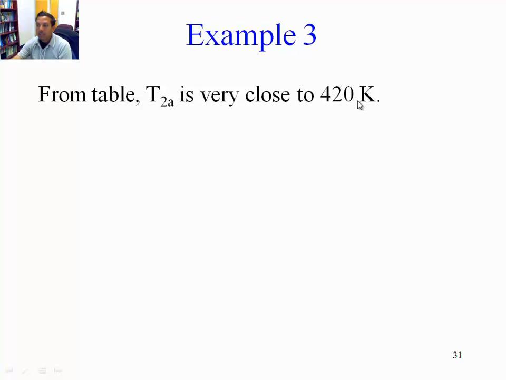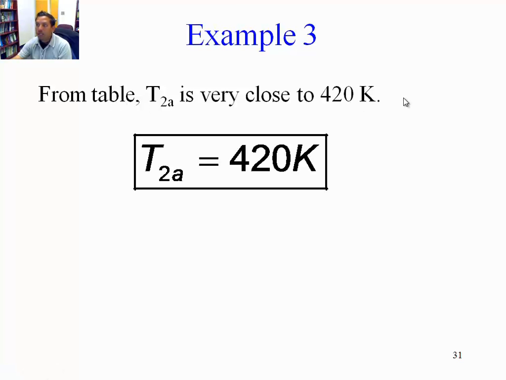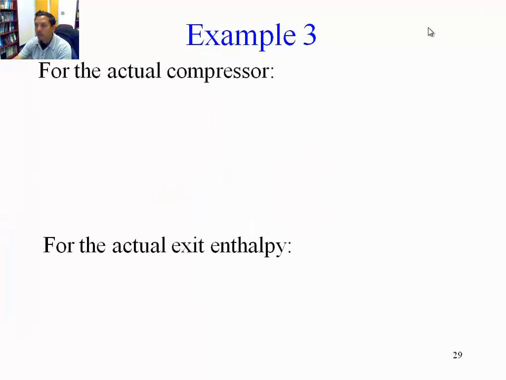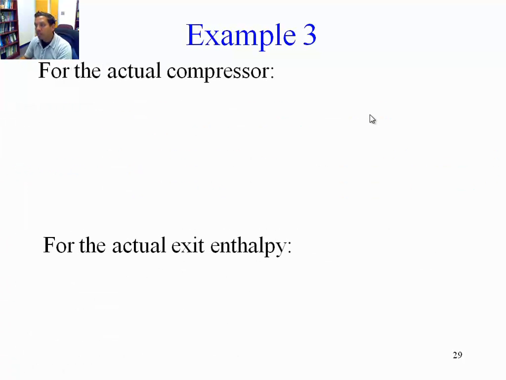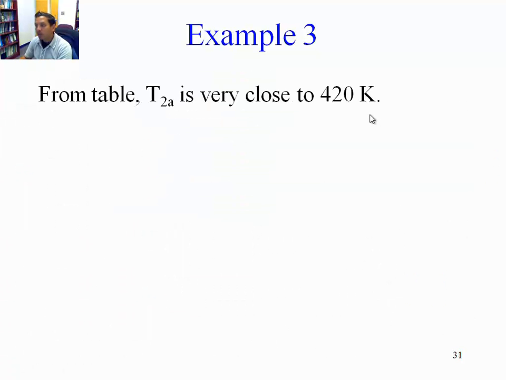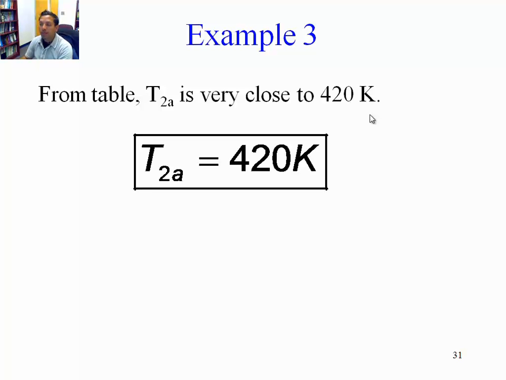We can say that it's very close to 420, so we just say that the actual temperature at the outlet is 420 Kelvin, as opposed to what we had found before, the adiabatic temperature of 395. So the temperature goes from 296 ideally to 395.3, but in reality it goes from 296 to 420.